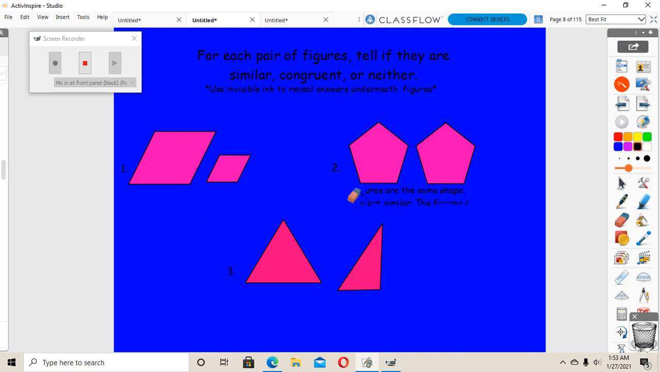Answers. The figures are congruent because they have the same size. Okay, we reveal the answers. Here the figures are the same shape but not the same size. They are similar. Similarly here, the figures are different shapes. They are neither similar nor congruent. Hope you understand.